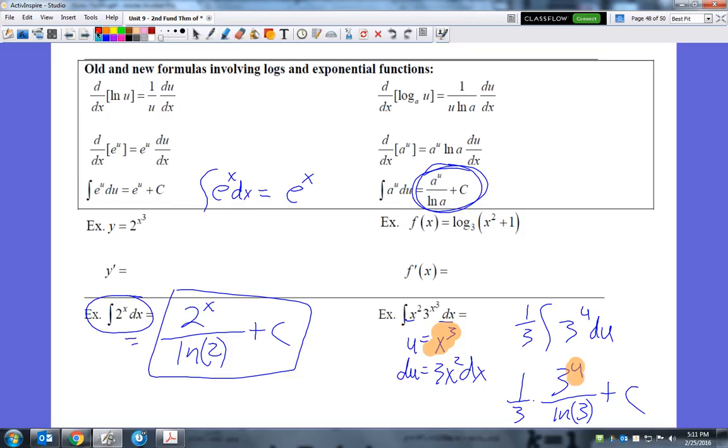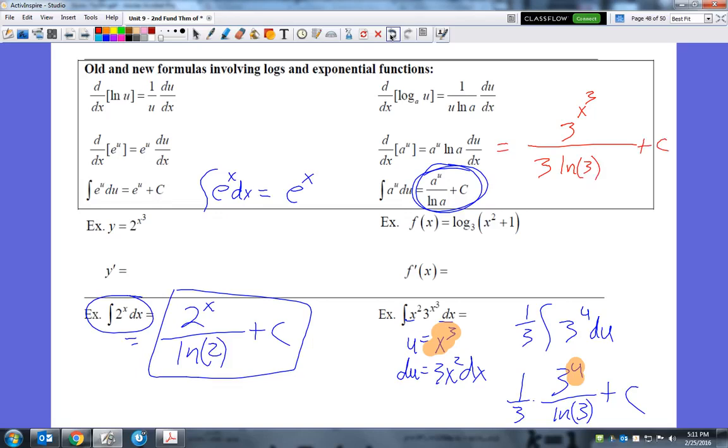Okay, so you should see right now that these 3's are multiplied, so I can cancel them. Oh, no, I cannot. Now I'm glad I made that mistake. Good teachable moment. It's not 3 times u. It's 3 raised to the power of u. Okay, so those will not cancel. So it's 3 raised to the x cubed over 3 times the natural log of 3 plus c.